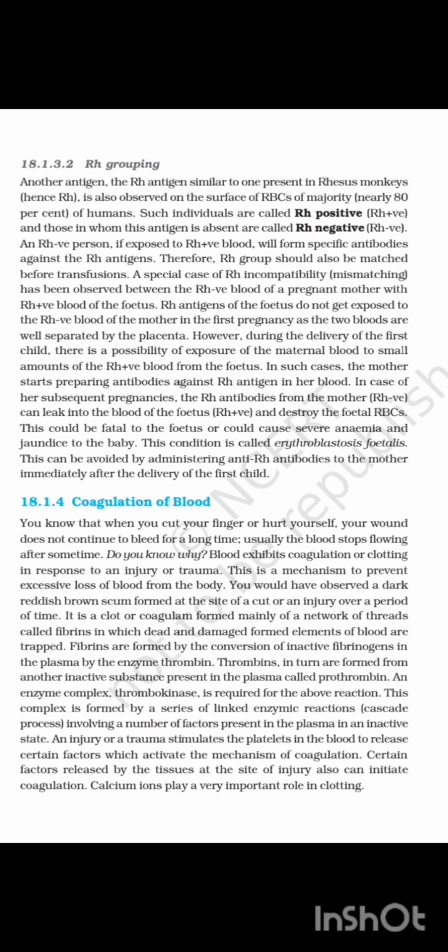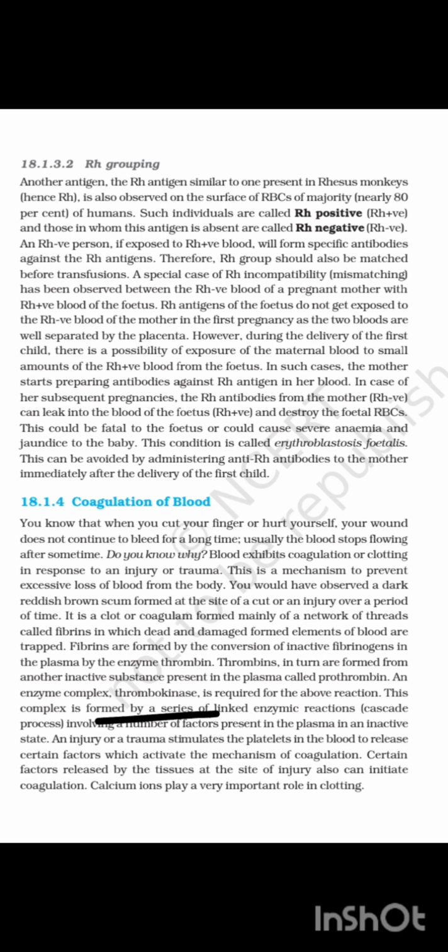You would have observed a dark reddish brown scum formed at the site of a cut or an injury over a period of time. This is a clot or coagulum formed mainly of a network of threads called fibrin, in which dead and damaged formed elements of blood are trapped. Fibrin is formed by the conversion of inactive fibrinogen in the plasma by the enzyme thrombin. Thrombin in turn is formed from another inactive substance present in the plasma called prothrombin. An enzyme complex, thrombokinase, is required for the above reaction.